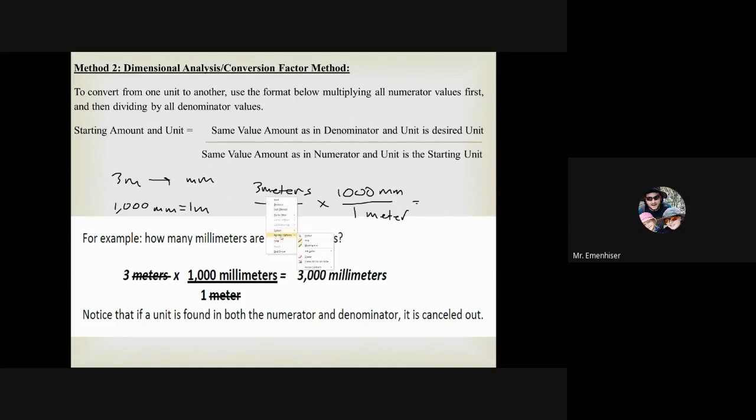Notice that the meters cancel out. Meters is on top, meters is on bottom. Anytime you have something on top divided by something on bottom, like 1 divided by 1, you cancel out, you just get 1. Or 9 divided by 9, you cancel out, and you get 1. All right, so anything divided by itself is 1, so it just cancels out, disappears. So what are we going to do? 3 times 1,000 is 3,000. And what is our unit for our answer? It's going to be millimeters, because the meters is gone. This is gone. All that's left is millimeters. So 3,000 millimeters. Boom.